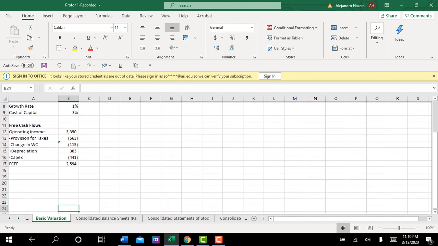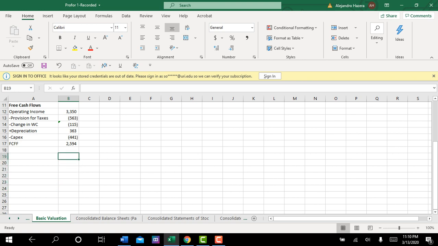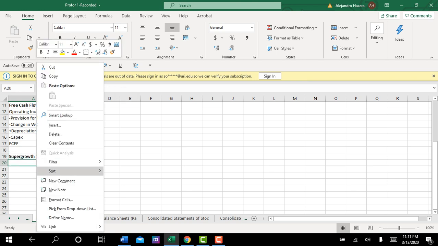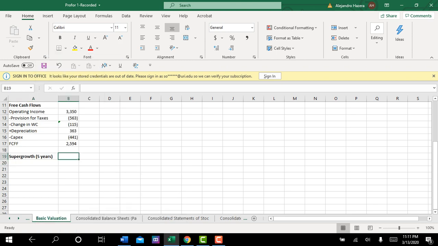Okay, so now we've finished the assumptions, and we are ready to start the actual valuation. We've got two phases here, two stages. One is a super growth stage, which is 5 years. So I'll just write super growth here, and I'll put in parentheses, this is for 5 years.